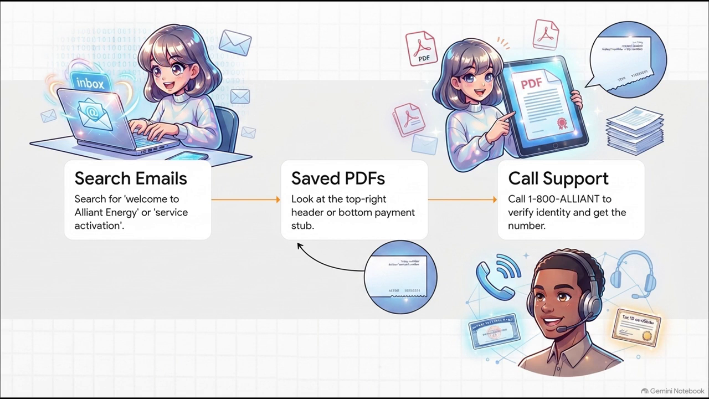Step 2. If you're enrolled in paperless billing and have ever downloaded a statement, just open up a saved PDF. You'll spot that 10-digit number right up at the top right header of the first page and also down on the bottom tear-off payment stub.